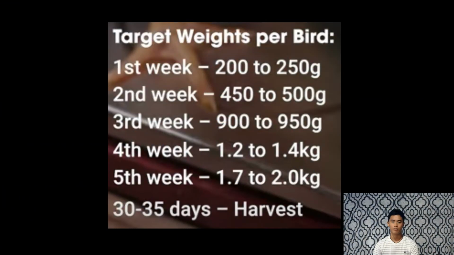There is a standard weight that broilers must reach or target every week. For example, the target weights per bird in the first week is 200 to 250 grams. In the second week, 450 to 500 grams. In the third week, 900 to 950 grams. In the fourth week, 1.2 to 1.4 kilograms. And in the fifth week, 1.7 to 2 kilograms.